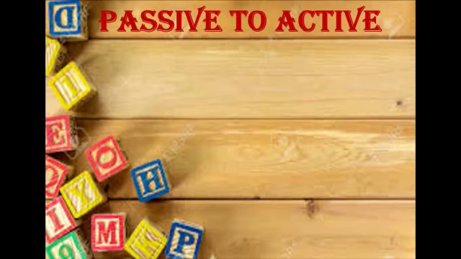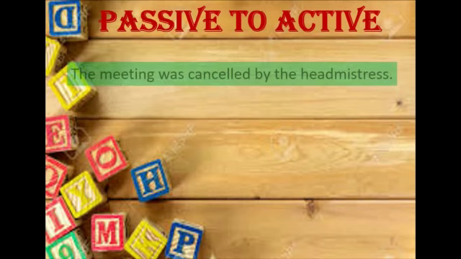Okay, now let's see the vice versa, how to change passive into active. The first sentence is: the meeting was cancelled by the headmistress. Can you guess the tense of this sentence? Was cancelled. So was means that this is simple past tense, the passive voice of simple past tense. So now we have to reverse the order. We have to bring the last word to the start, that is, the headmistress.